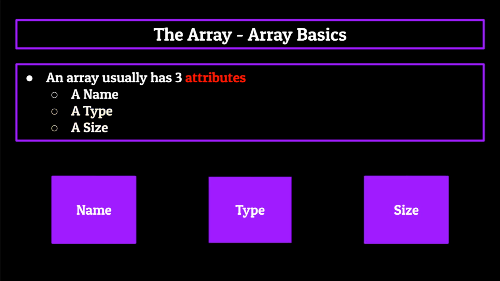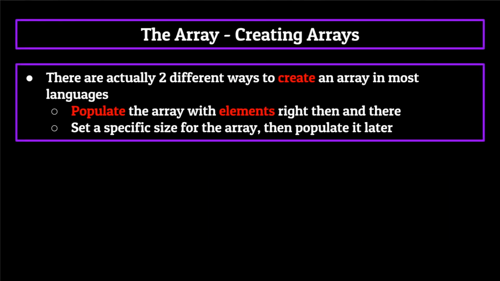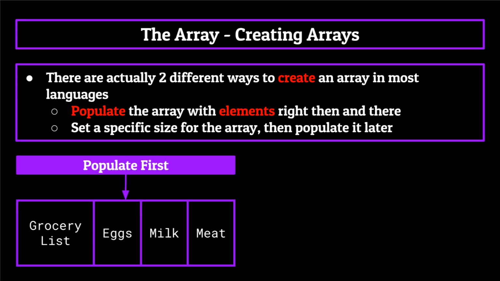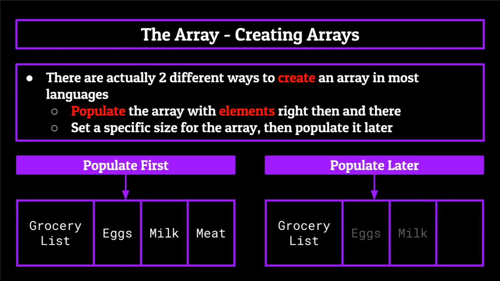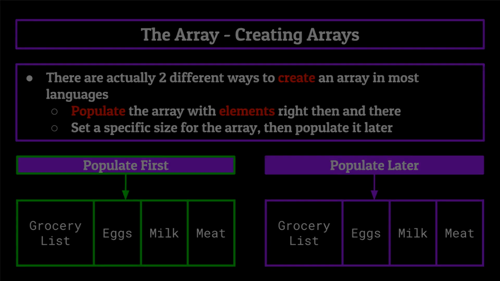Let's now shift focus and talk about how we actually define an array ourselves, how we reference and change values within an array, and then dive into the idea of two-dimensional arrays. There are actually two different ways to instantiate an array in most languages. You can either populate the array with elements that you want contained within it right then and there, or you can set a specific size for the array and then slowly populate it later on as the program runs. We'll be discussing how to do both, starting with the first, creating the array with the elements already stored.